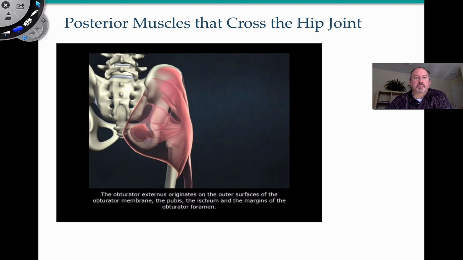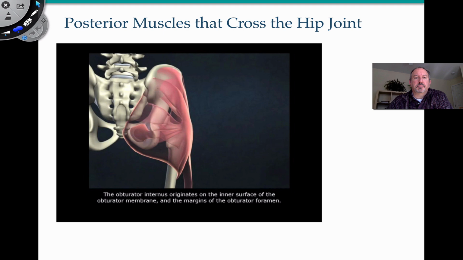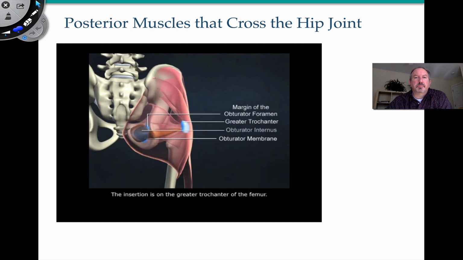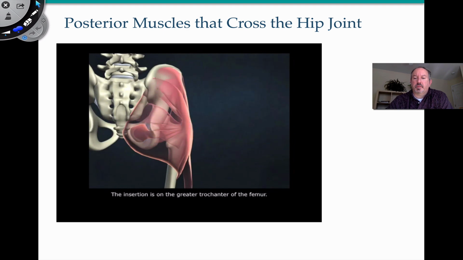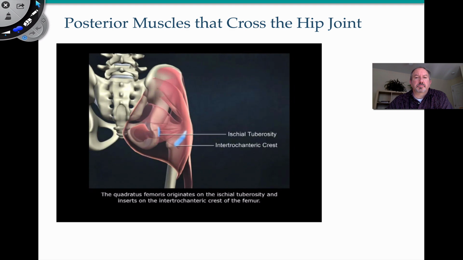The obturator externus originates on the outer surfaces of the obturator membrane, the pubis, the ischium, and the margins of the obturator foramen. The insertion is in the trochanteric fossa of the femur. The obturator internus originates on the inner surface of the obturator membrane and the margins of the obturator foramen. The insertion is on the greater trochanter of the femur. The piriformis originates on the anterior surface of the sacrum and inserts on the greater trochanter of the femur. The quadratus femoris originates on the ischial tuberosity and inserts on the intertrochanteric crest of the femur.